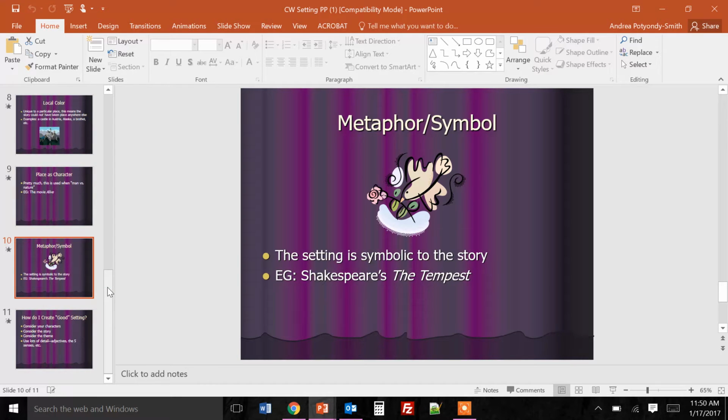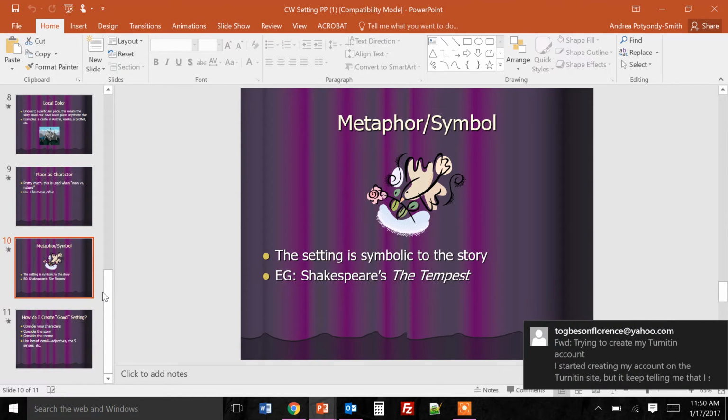Metaphor or symbol, the setting in that case is symbolic to the story. So Shakespeare's The Tempest, if you recall, it's been a long time since I've even read it too, but The Tempest is on an island and there literally is a tempest brewing and all this fun stuff going on. And that's integral to the story.